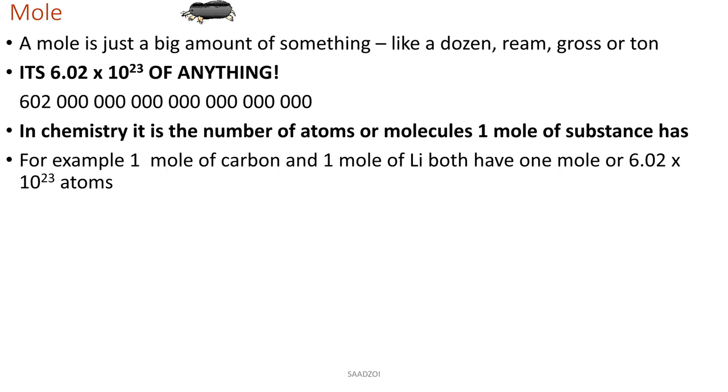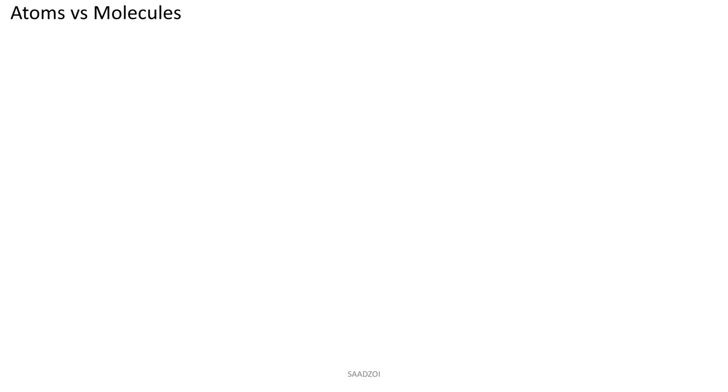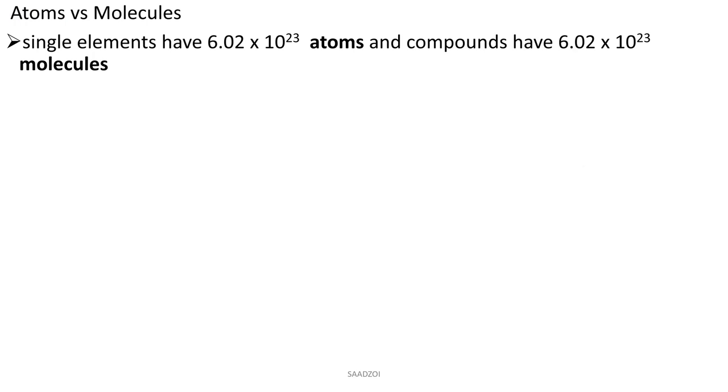But what if we're talking about a compound? What do we do then? Well, instead of using the word atoms, we call it molecules. So now we're designating the difference between an atom and a molecule is basically the fact that an atom has a single element and a compound has two or more elements inside of it. So for example, 1 mole of CO2 and 1 mole of NO2 has 6.02 times 10 to the 23rd molecules. So notice the same number, the only difference is the units. So single elements have that many atoms and compounds have that many molecules, same exact value.